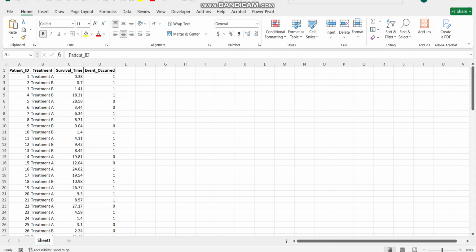This is our raw data in Excel containing 4 columns. Patient ID, which is a unique column. Every patient has a unique ID. Treatment, for this example, it's either treatment A or treatment B. Survival time in months, and the event occurred as we explained. It's either 0 or 1.